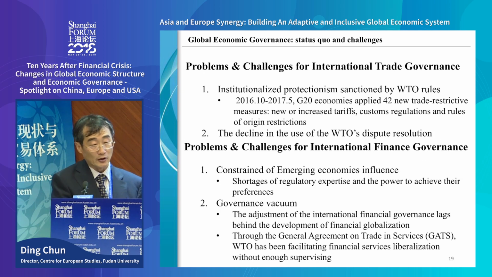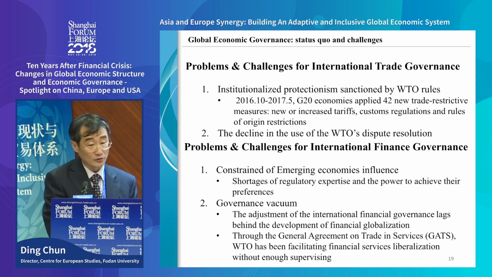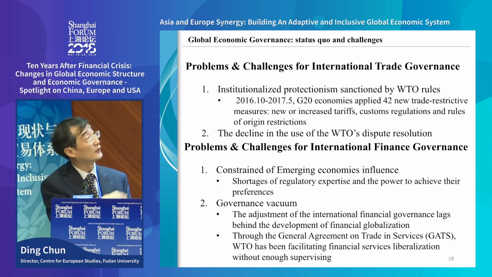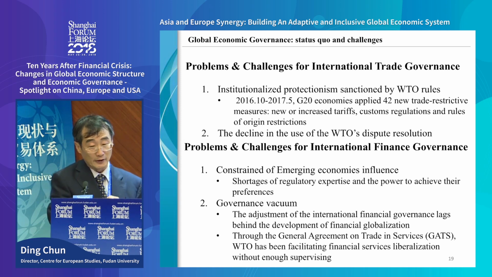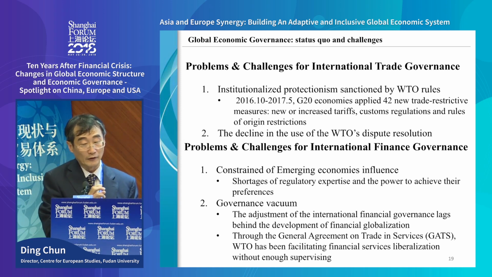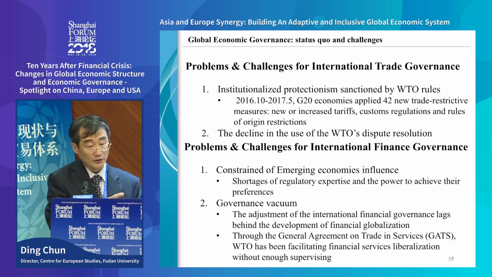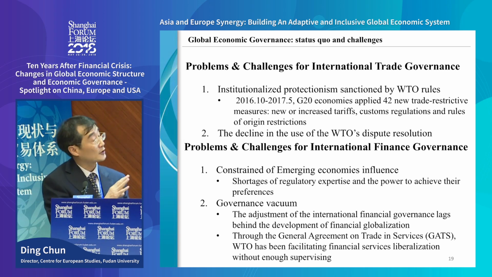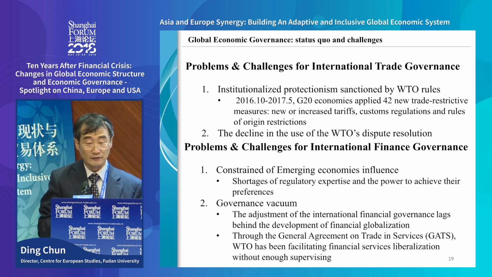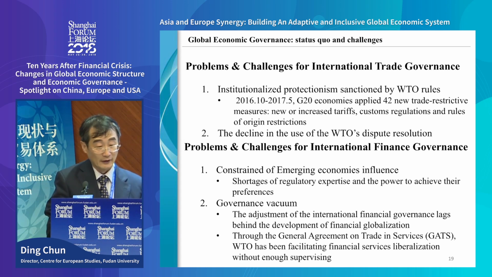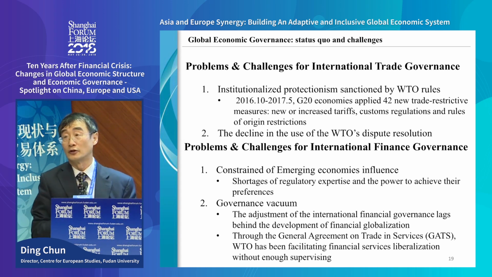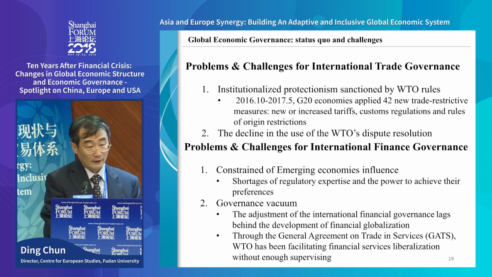And then also the problems and challenges for international trade governance. Here also somehow with the WTO, and also problems and challenges for international financial governance. Here there is a shortage of regulatory expertise and also power to achieve their preferences. And also I will mention this so-called governance vacuum.